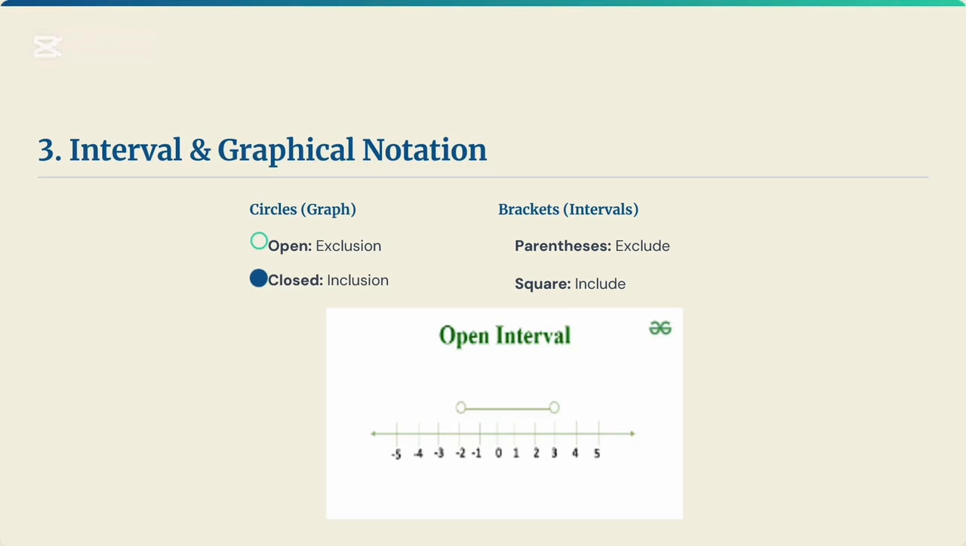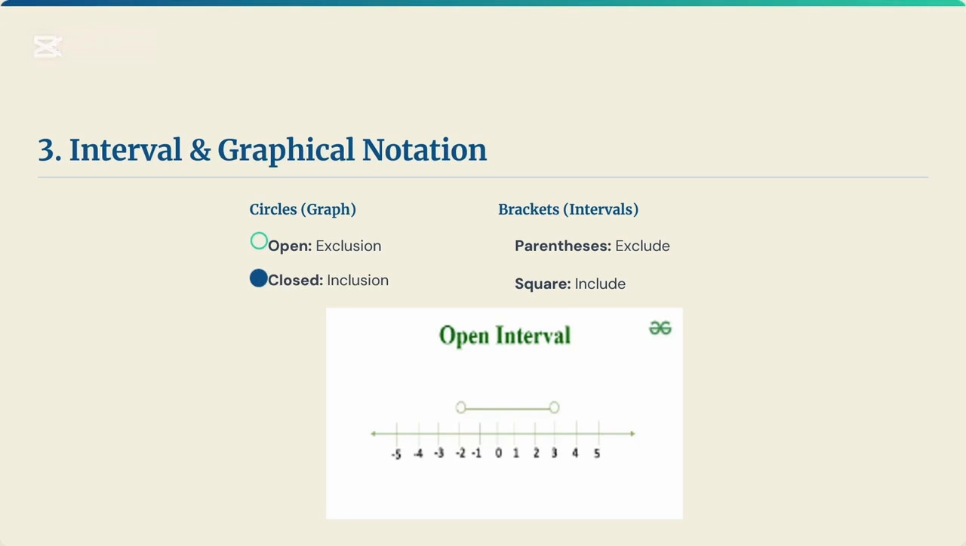Now, for interval and graphical notation, let's start with graphical notation. When we have an open circle, that means we are excluding the number where the open circle is. When we have a closed circle, a circle that is colored in, it means that we are including the number where our circle lies.